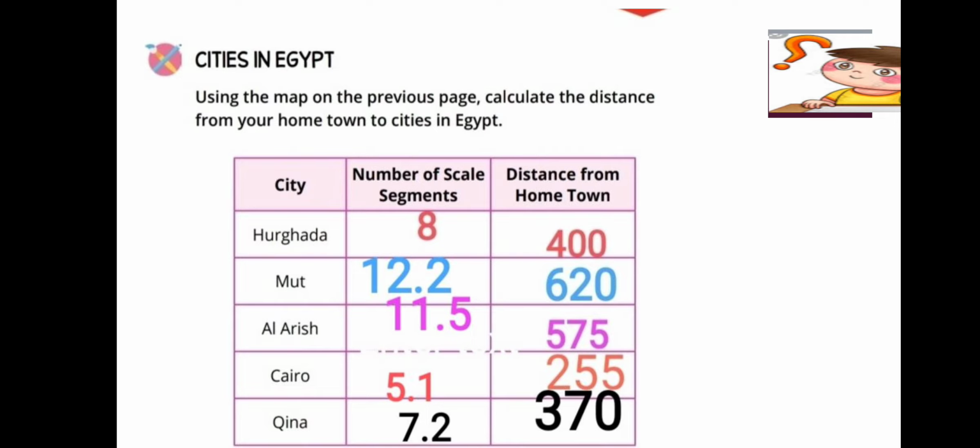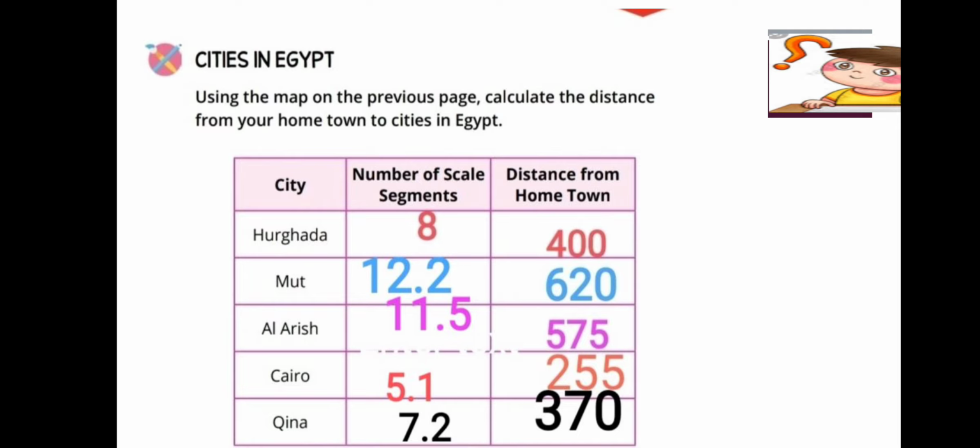We calculate the distance between our hometown Elmenia and Hurghada. We find the distance equals 8 segments on the map. The distance from our hometown to Hurghada we find is 400 kilometers. 8 times 50 equals 400. We can complete this table in this way.